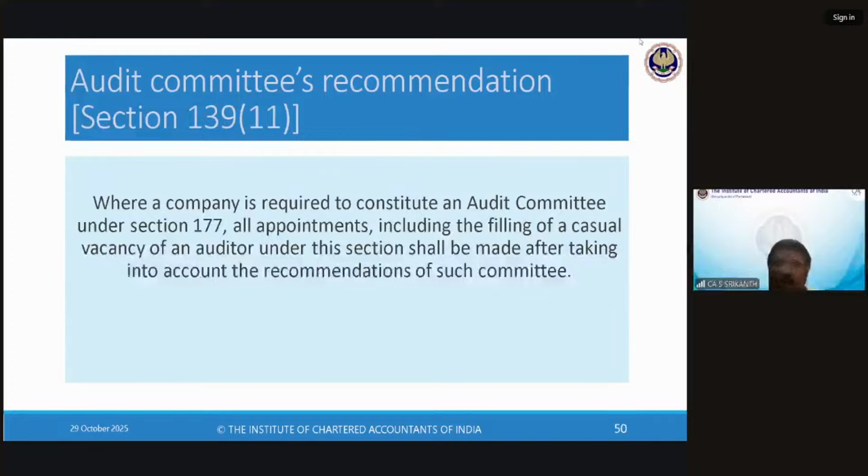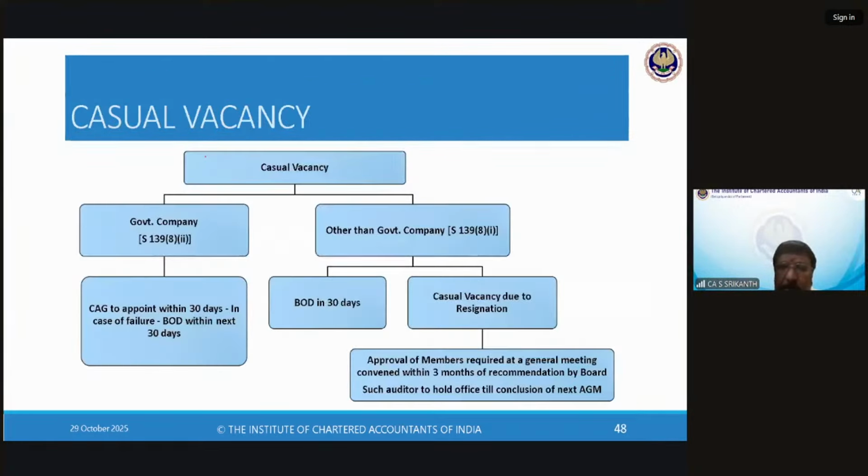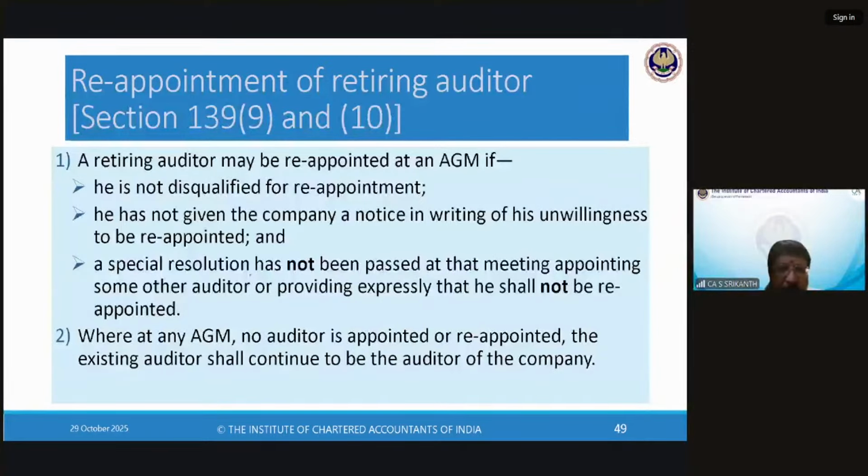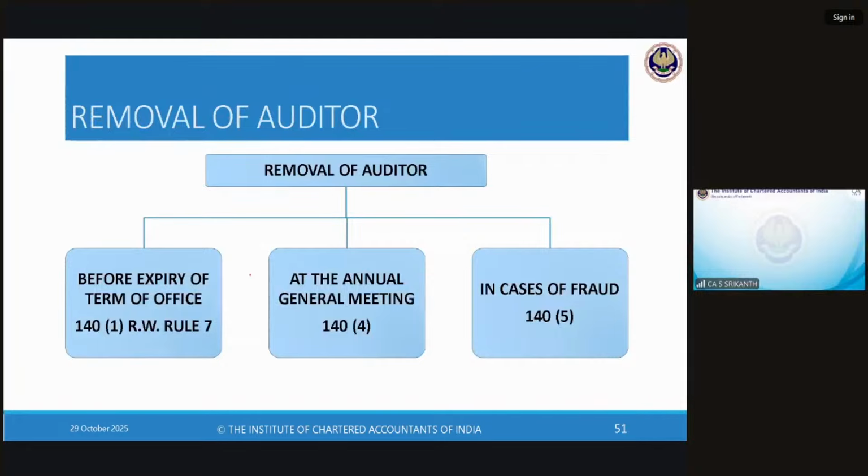Next AGM means the AGM coming after that. Where is that exact point? Next AGM. The AGM coming afterwards. Okay. From the date, next AGM.